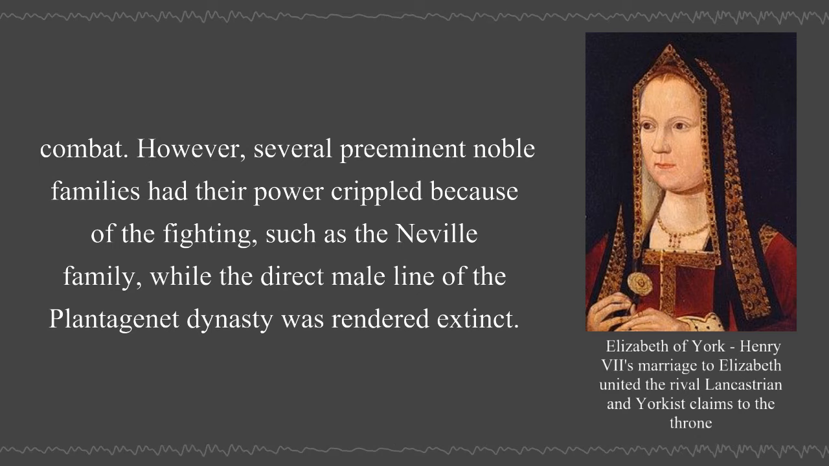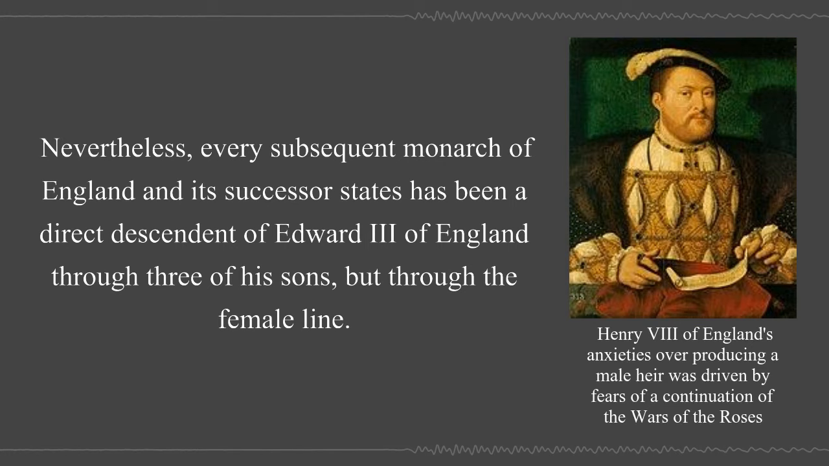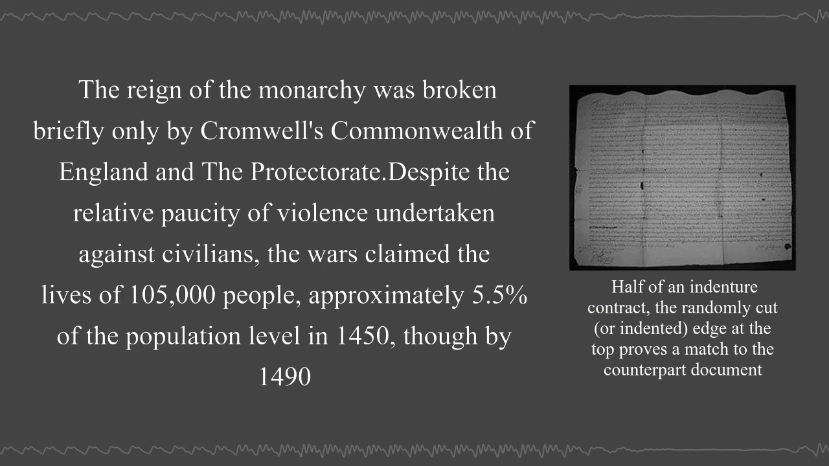Nevertheless, every subsequent monarch of England and its successor states has been a direct descendant of Edward III of England through three of his sons, but through the female line. The reign of the monarchy was broken briefly only by Cromwell's Commonwealth of England and the Protectorate.